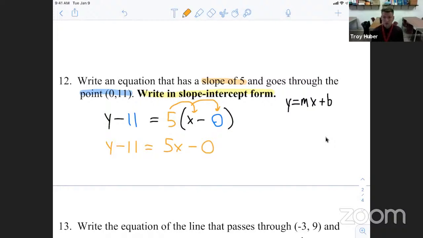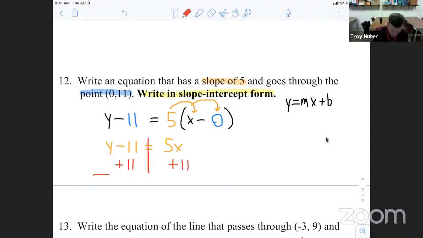But I wanted to show you guys that we need to distribute it so that you don't forget when it's not 0. All right, so this kind of just goes away because it's 0. All right, and my next step, I need to get this y by itself, because it's y all by itself in the formula. So I'm going to add 11 to both sides.